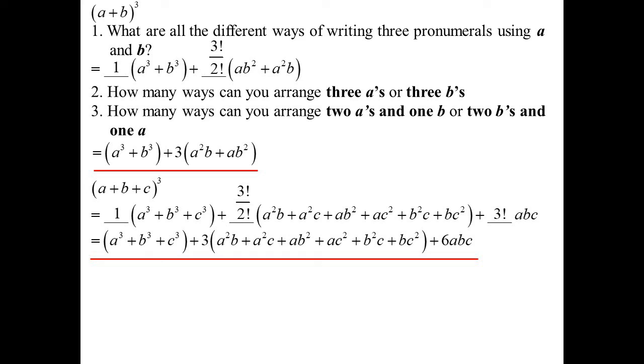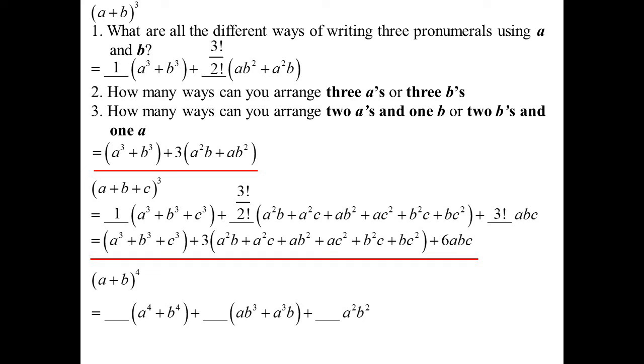But why stop there? What about A plus B to the power of 4? So now, 2 pronumerals. Okay, I could have the same pronumeral 4 times. I could have 1 of one pronumeral, 3 of the other. I could also have 2 of one and 2 of the other. That pretty much covers everything with 4 pronumerals.